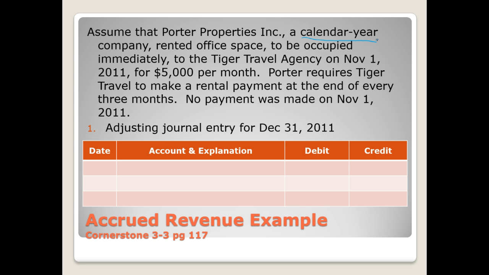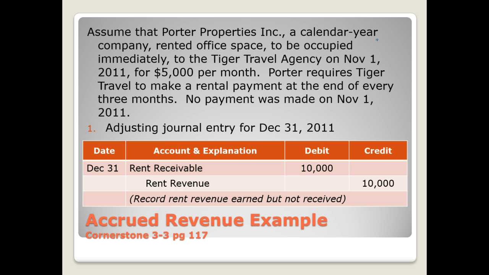It has earned the rental for November and for the month of December. If that's 2 months of rental at $5,000 a month, how much revenue has it earned? Yes, $10,000. And a revenue should be a credit entry. Now, has it been paid this $10,000 yet? No, Tiger Travel is not going to pay until the end of January. So there is a receivable of $10,000 also.